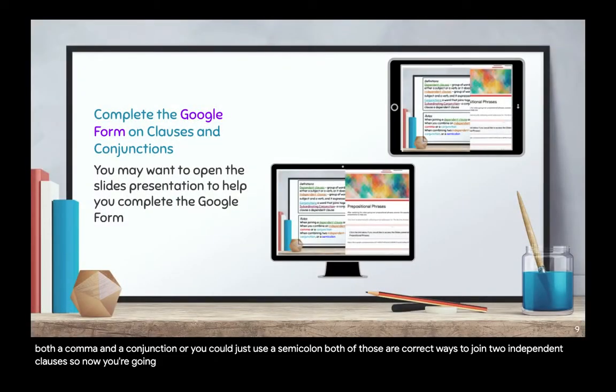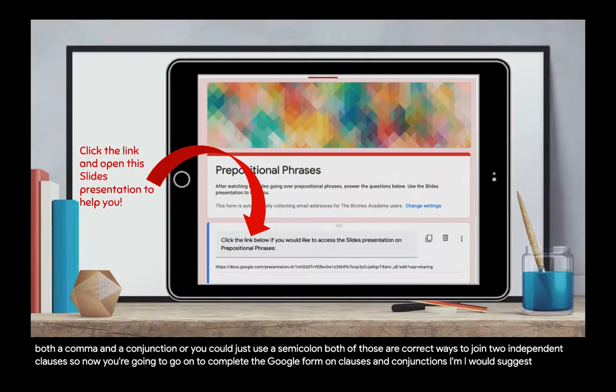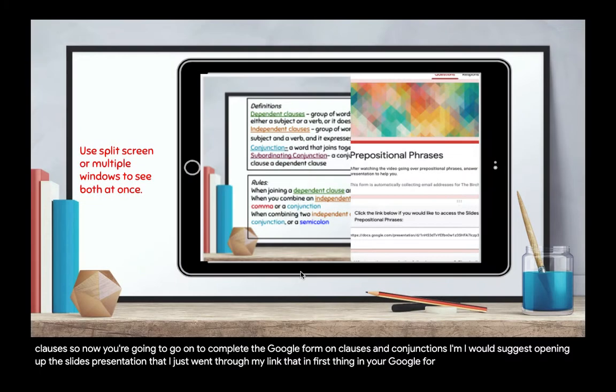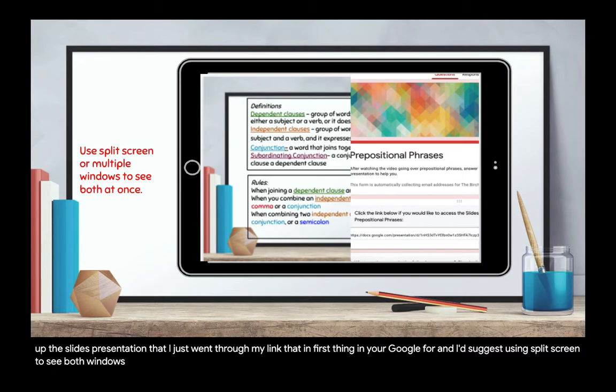So now you're going to go on to complete the Google form on clauses and conjunctions. I would suggest opening up the slides presentation that I just went through. I linked that in first thing on your Google form. And I'd suggest using split screen to see both windows at once so you can easily complete your Google form.